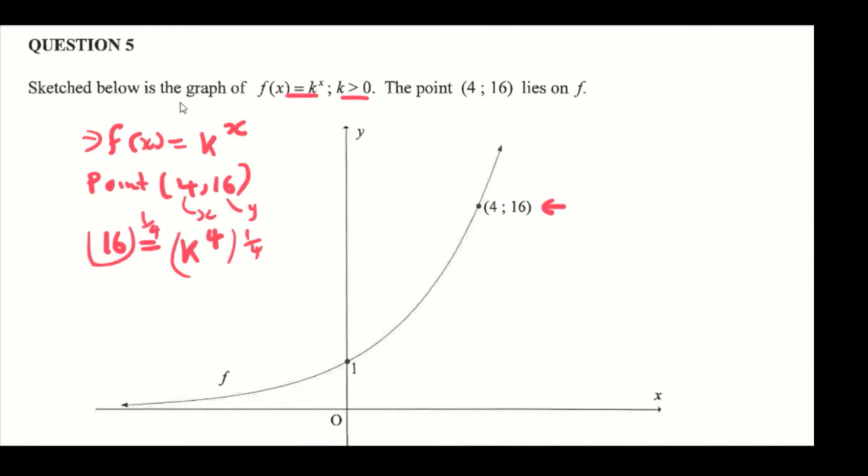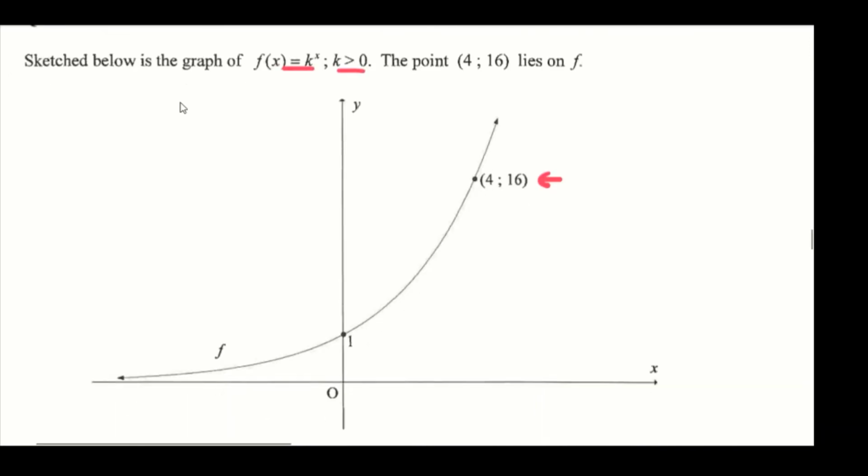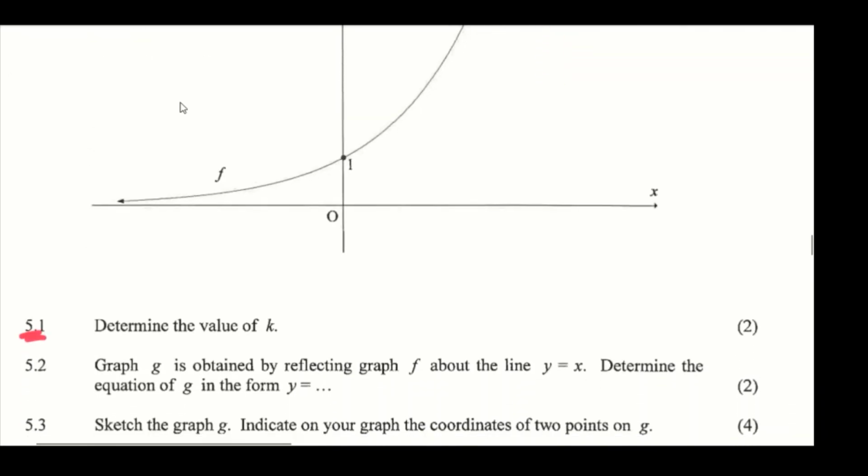Okay, so we are done with this question here. Let's do 5.2, which says that graph G is obtained by reflecting graph F about the line y equals x. Determine the equation of G in the form of y equals.